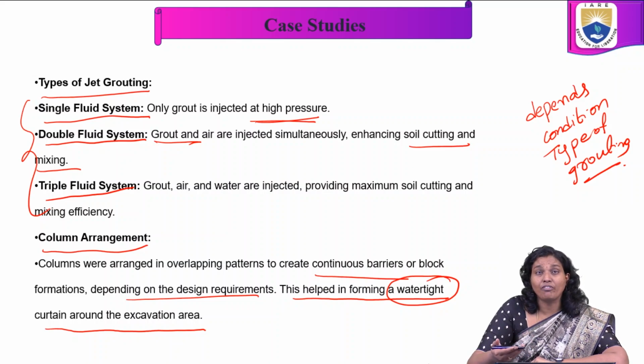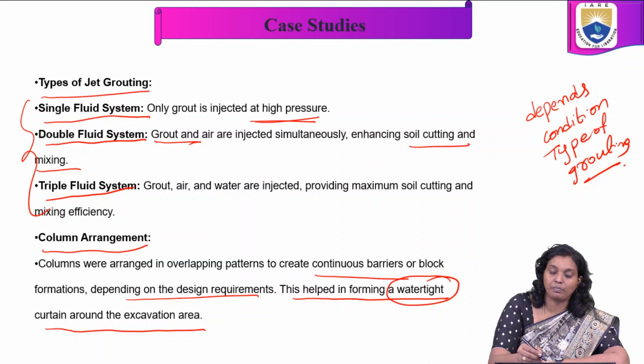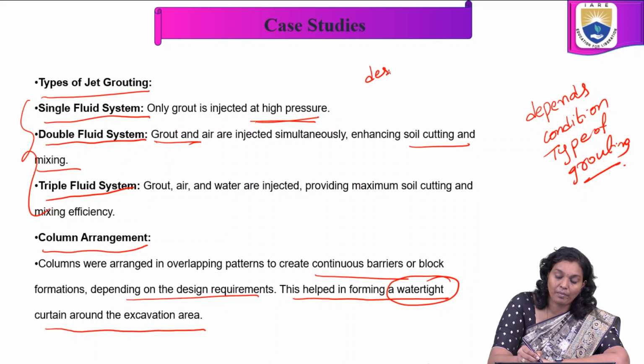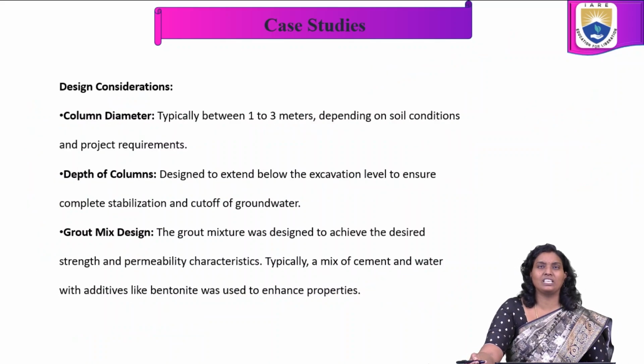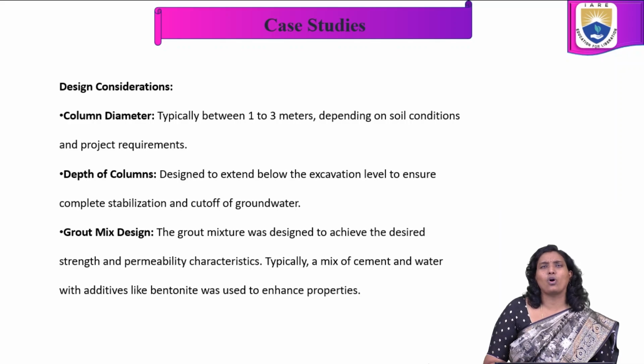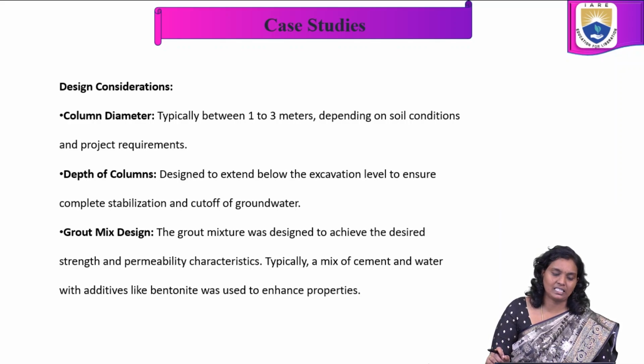This kind of arrangement depends upon the design requirements. Based on the design requirements, we consider all these parameters, and according to that we choose the type of jet grouting also. Next, we move on to the design considerations: column diameter, depth of the column, and grout mix design. These are the major design considerations.